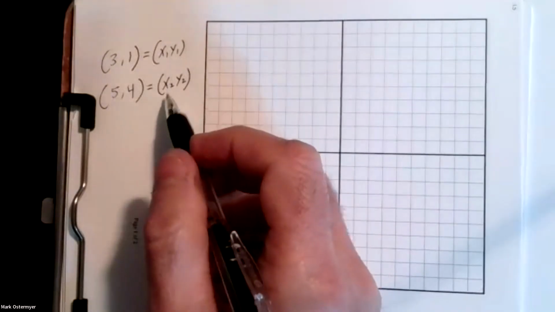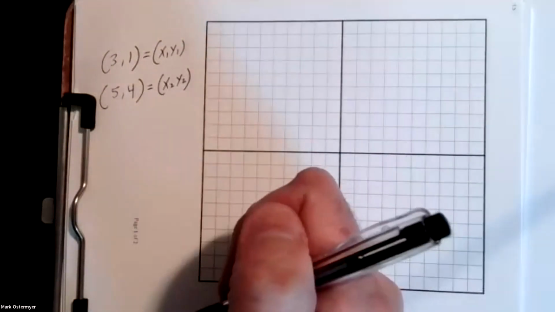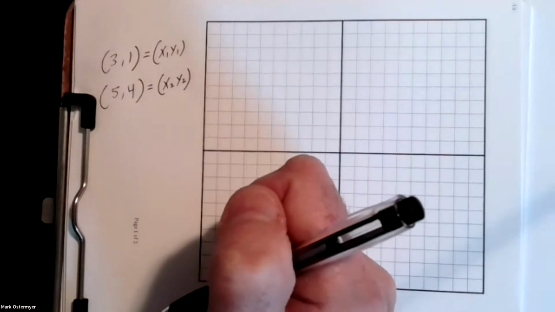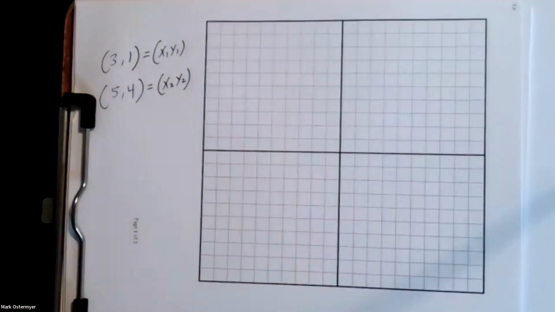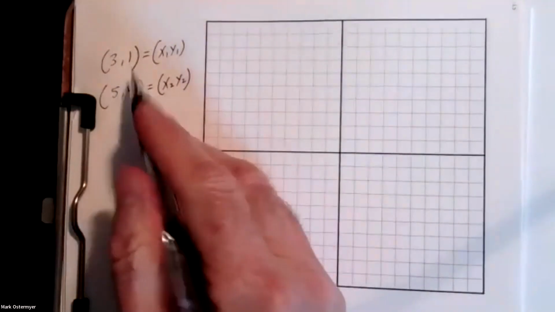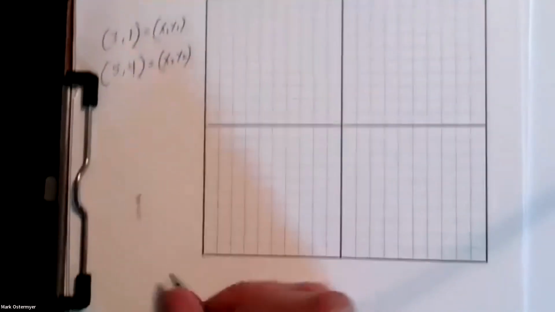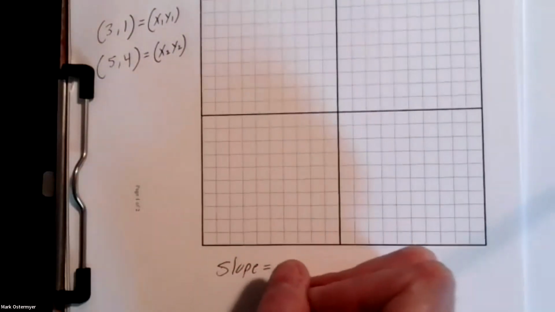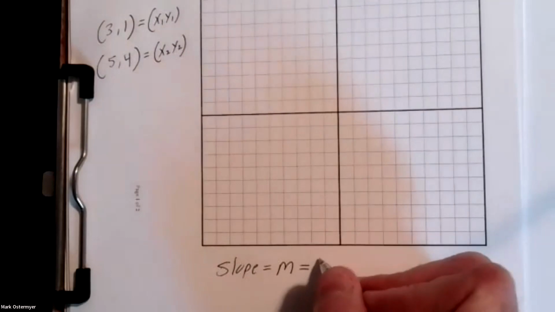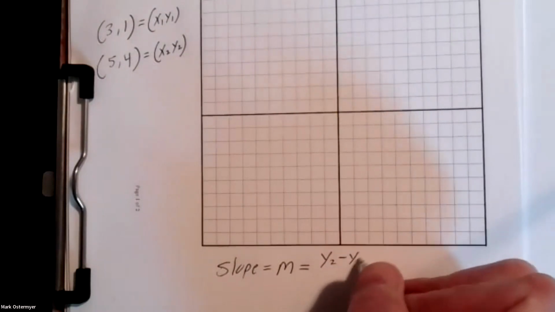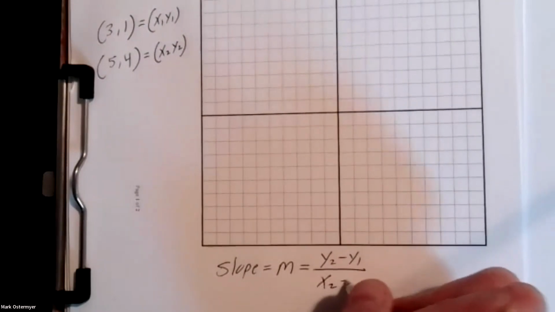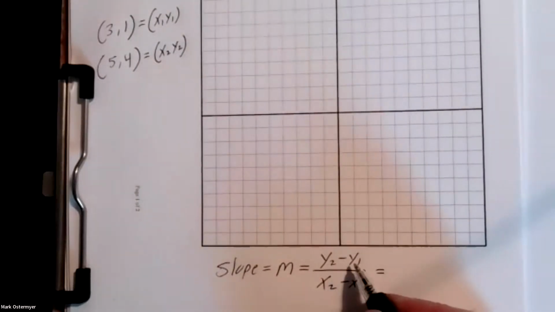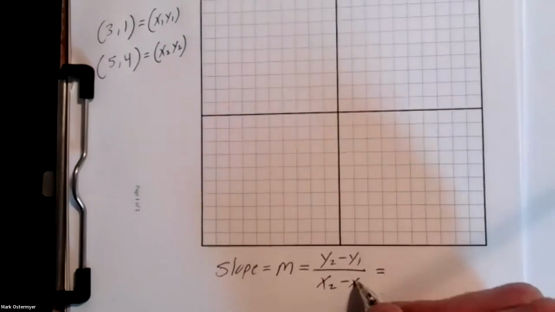Ladies and gentlemen, it does not matter which point you call your first point and your second point. That's totally arbitrary and does not make a difference. You're going to get the same slope either way. So if I use these two points and I want to compute the slope of this line, the slope m is going to be equal to y2 minus y1 divided by x2 minus x1. Rise over run, change in y over change in x.